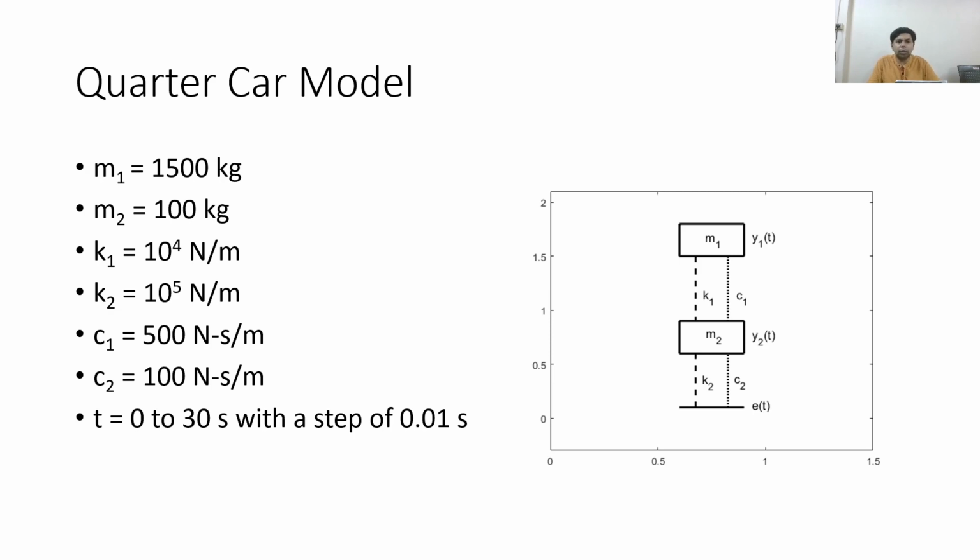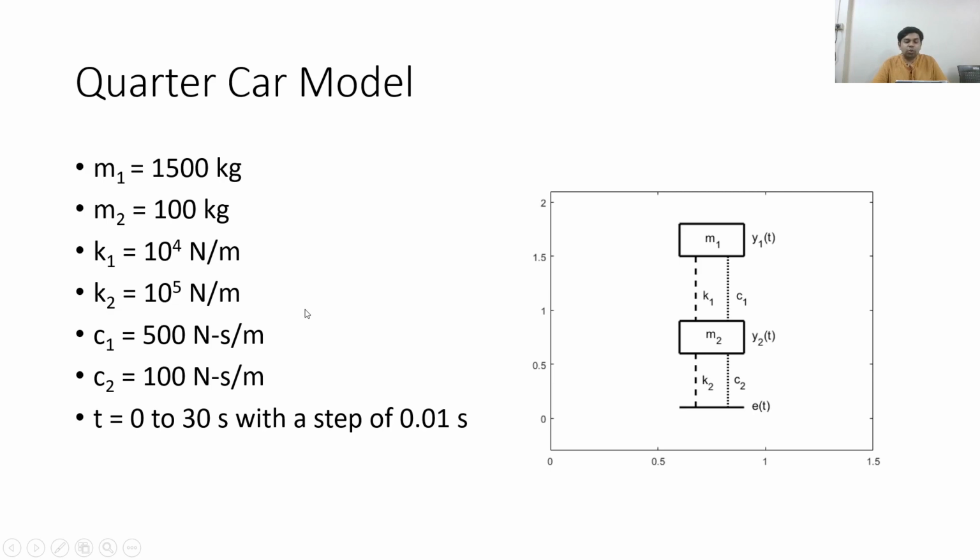We will try to see how we can use MATLAB to solve for the response of this system. We will run this. Here there are some assumed values of the masses m1, m2, k1, k2, c1, and c2. These values have been suitably assumed so that they approximately represent the behavior of a car.